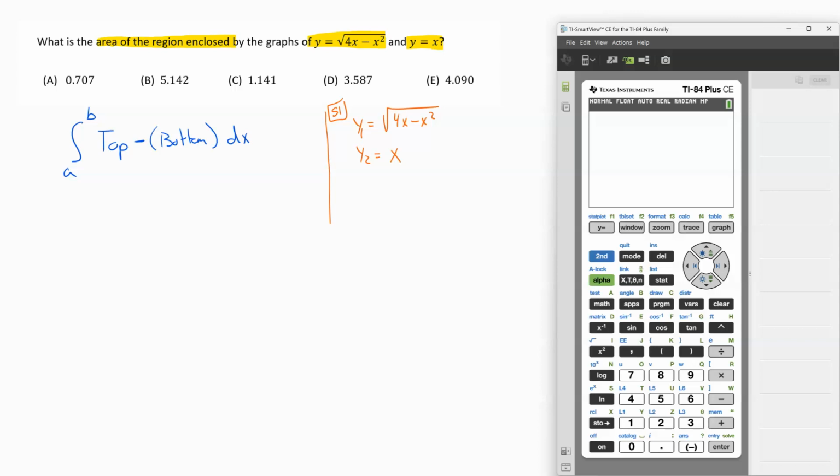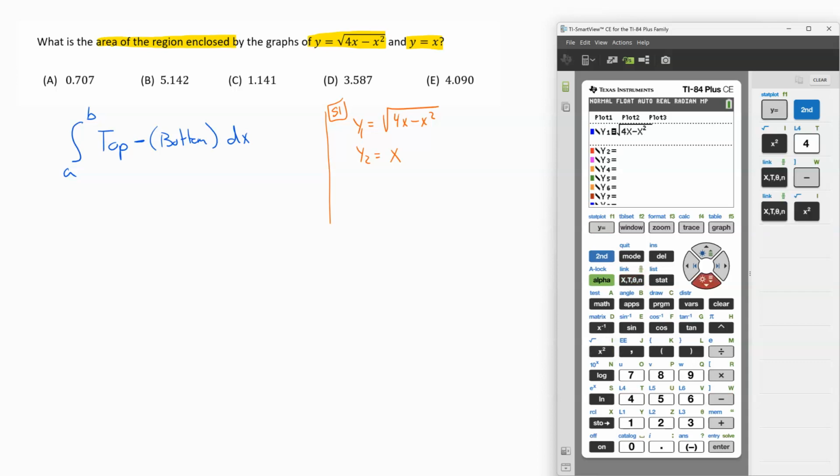So we open up the calculator, go into our y equals, and type in our two equations. We've got the square root of 4x minus x squared into y1, and then in y2 we have x. So I'm going to go ahead and graph those. Note that the blue graph, the graph that will come in first, is the square root graph. The red graph is the x graph.